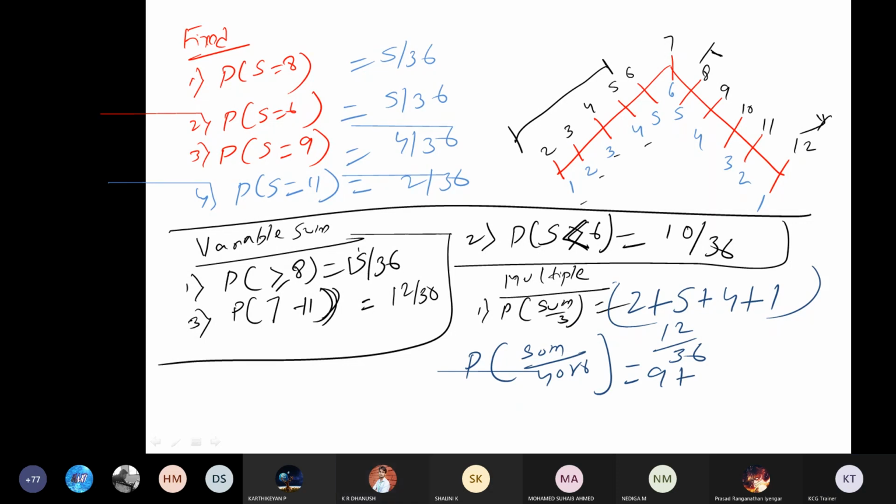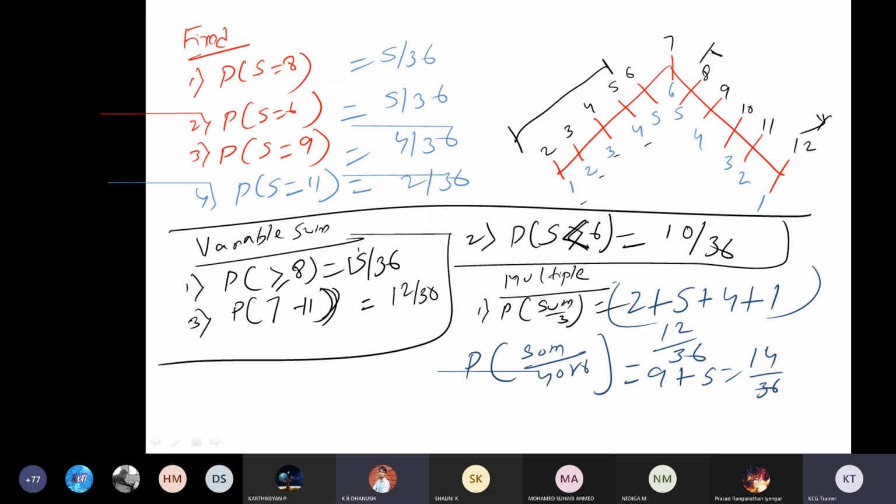6 and 12. Don't consider 12 because we have already considered 12 in the 4 itself. So only find the answer for 6. 5. So what is the final answer now? 14 by 36. All of you understood the dice concept?